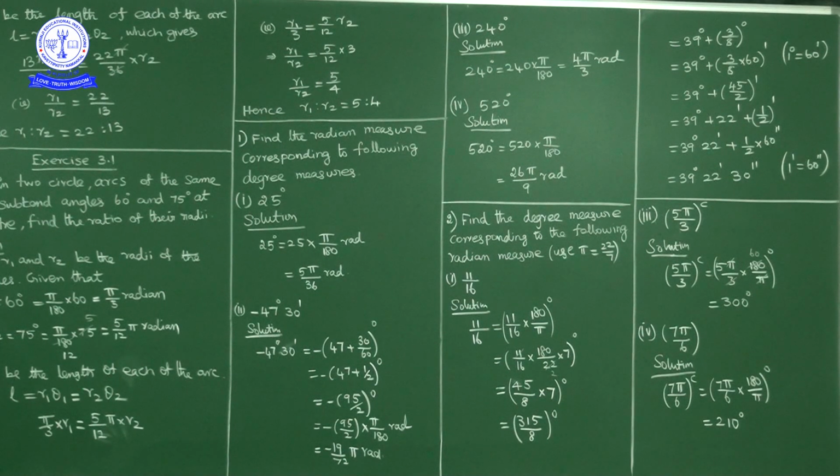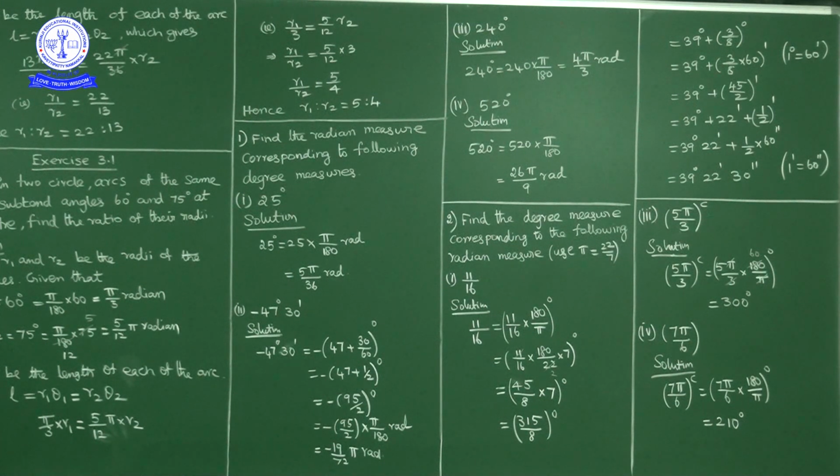Okay, for degrees to radians, when the angle is in standard form of degrees, like 25 degrees, 30 degrees, 40 degrees, you simply multiply degrees by pi by 180, which converts to radians. But when it is given in minutes or seconds form, first you convert to proper degrees, then multiply with pi by 180, which changes it to radians. Okay, next.